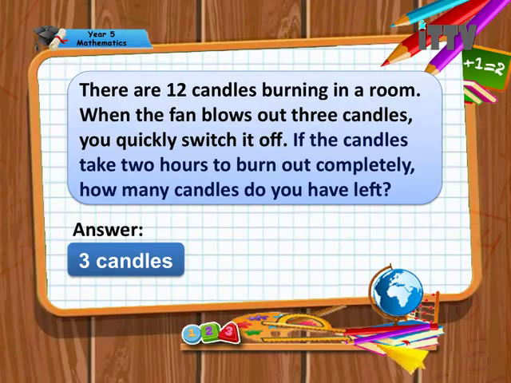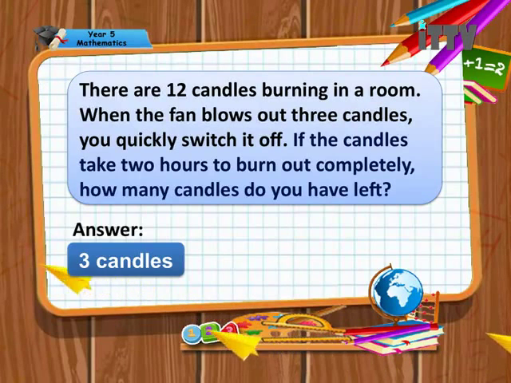How many candles would you have left at the end? You got your answer? Are you sure the answer is correct? Now, what is your answer? Is it 9? Yes, 9? Unfortunately, that's not the answer. The correct answer should be 3 candles.